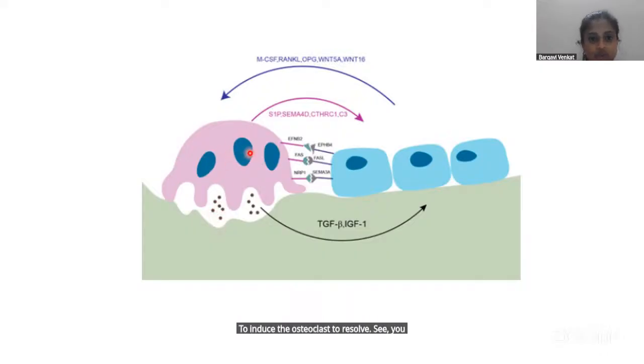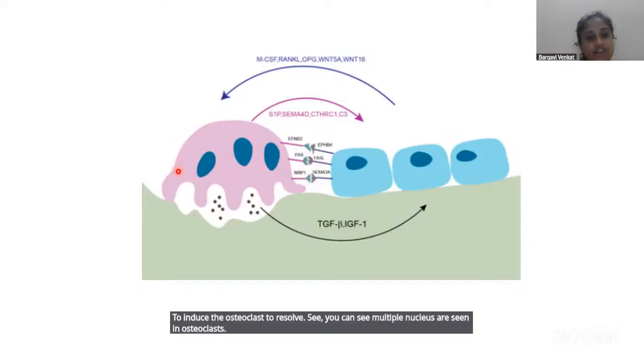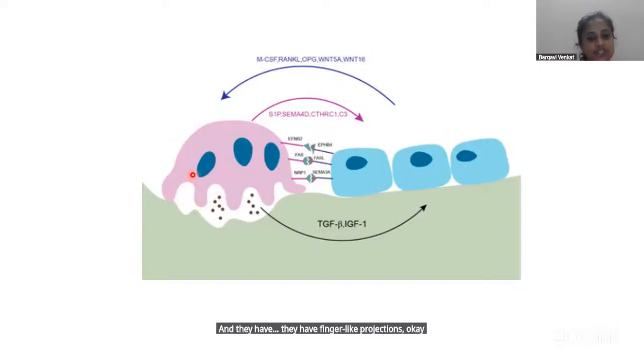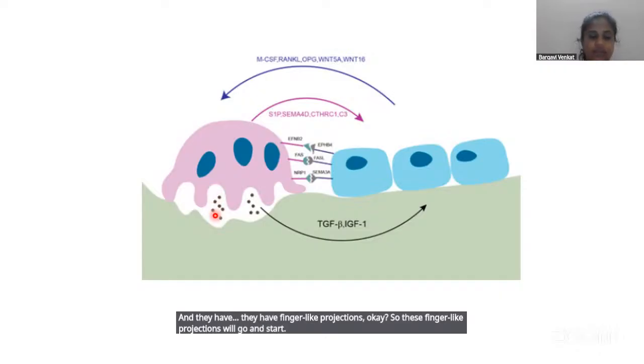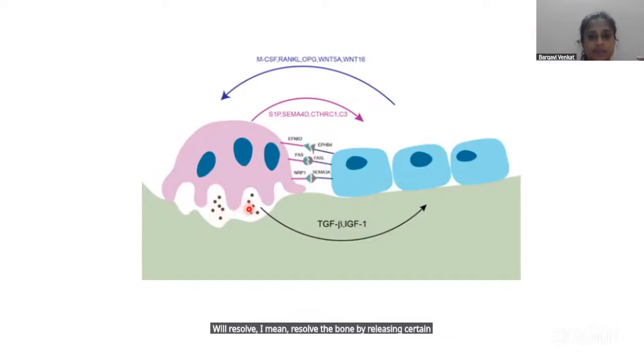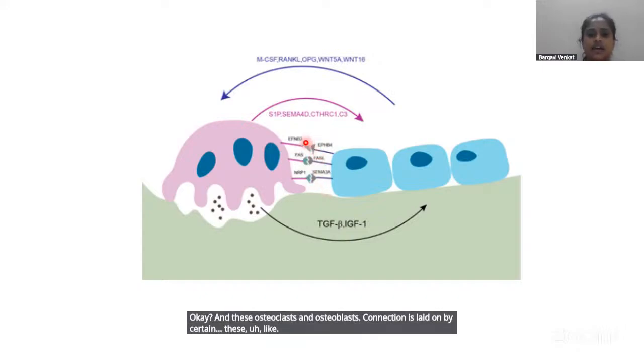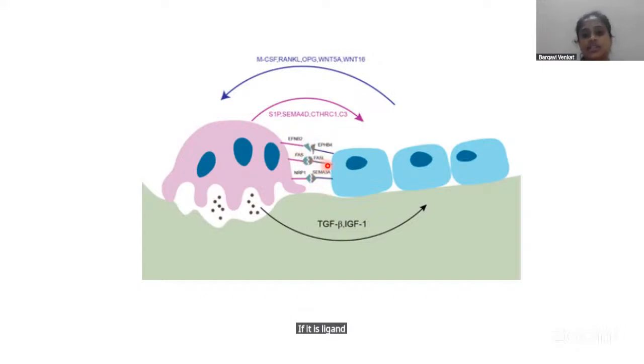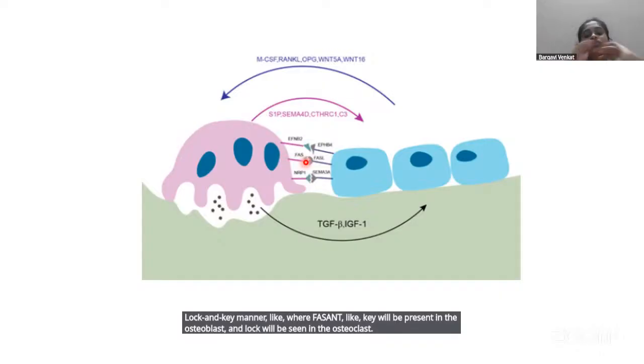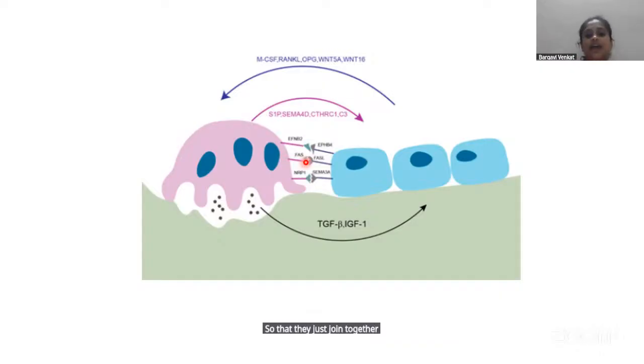You can see multiple nuclei in osteoclast, and they have finger-like projections. Okay, so these finger-like projections will go and resorb the bone by releasing certain molecules here. And this osteoclast and osteoblast connection is laid down by certain types of signals like FAS ligand. It works in a lock and key manner, where the FAS ligand, like a key, will be present in the osteoblast and the lock will be seen in the osteoclast, so that they join together like this and perform the action to maintain bone homeostasis.